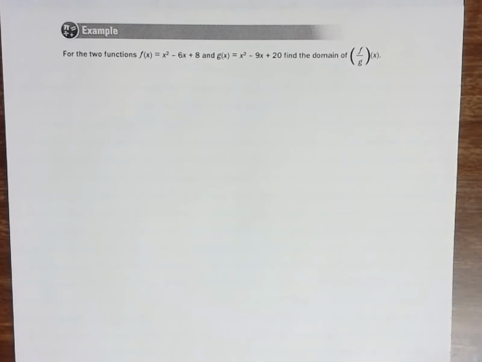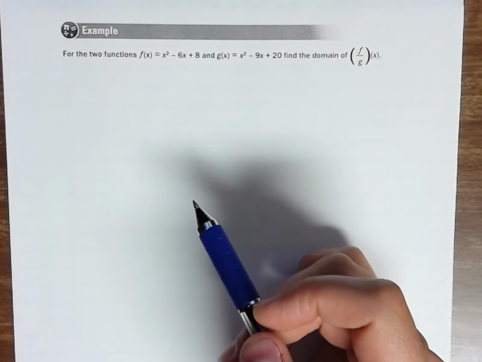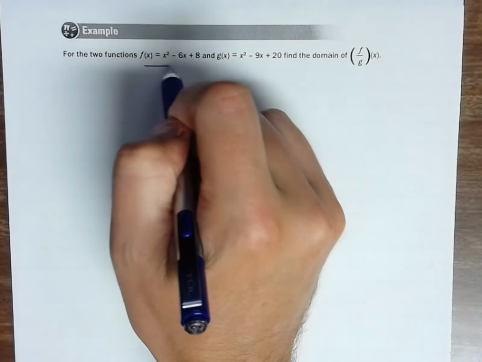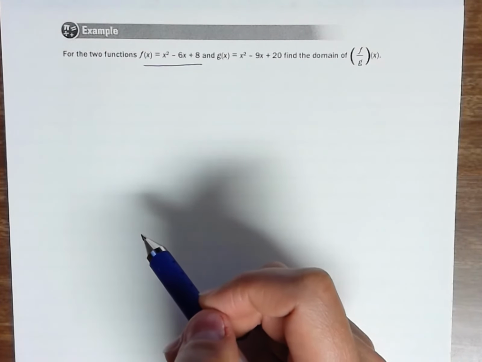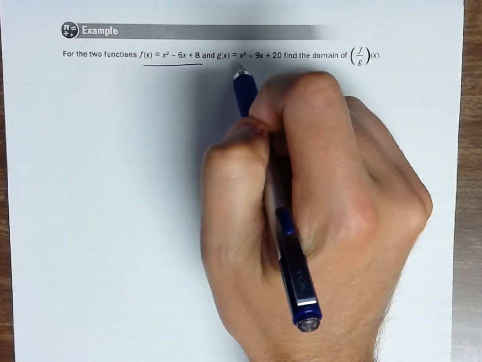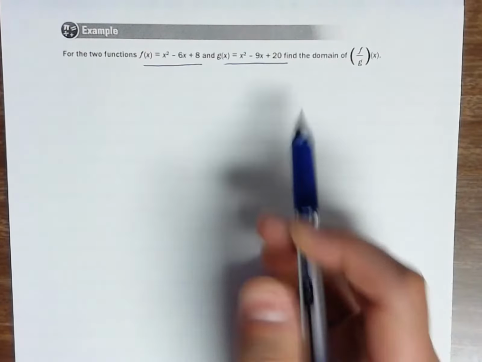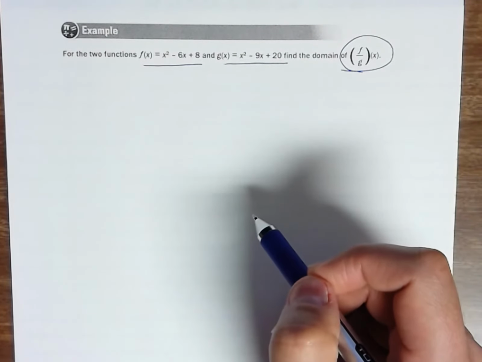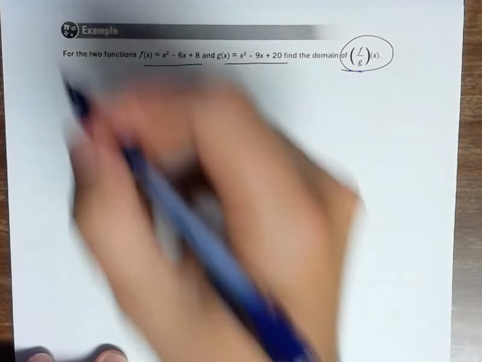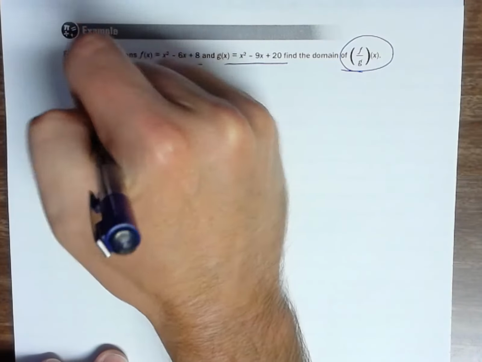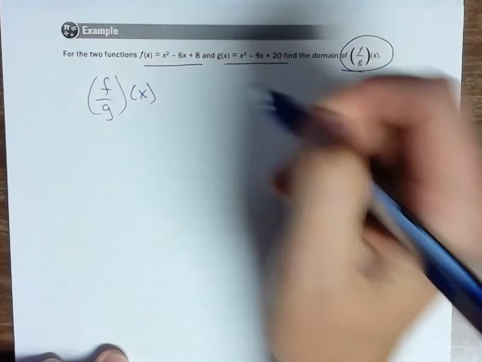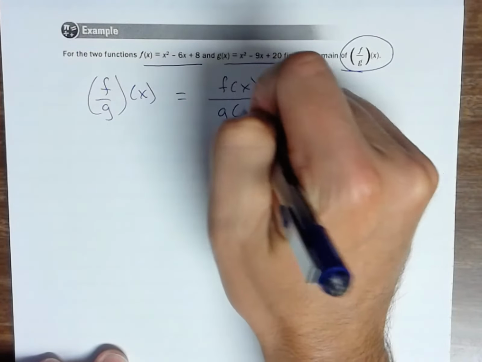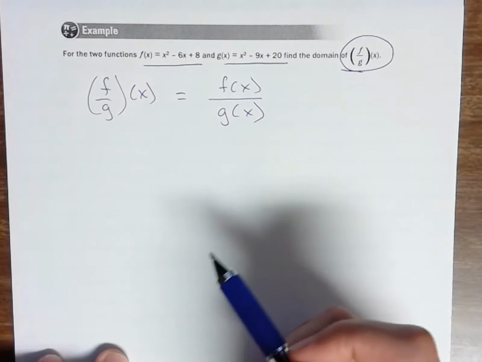All right, we want to find the domain. So we're doing algebra with functions. We've got two functions. So we've got this polynomial x squared minus 6x plus 8, and we've got a second polynomial x squared minus 9x plus 20, and they want us to find the domain of f divided by g of x. So f divided by g of x means the same thing as f of x divided by g of x. That's easier for me to picture if I write it that way.